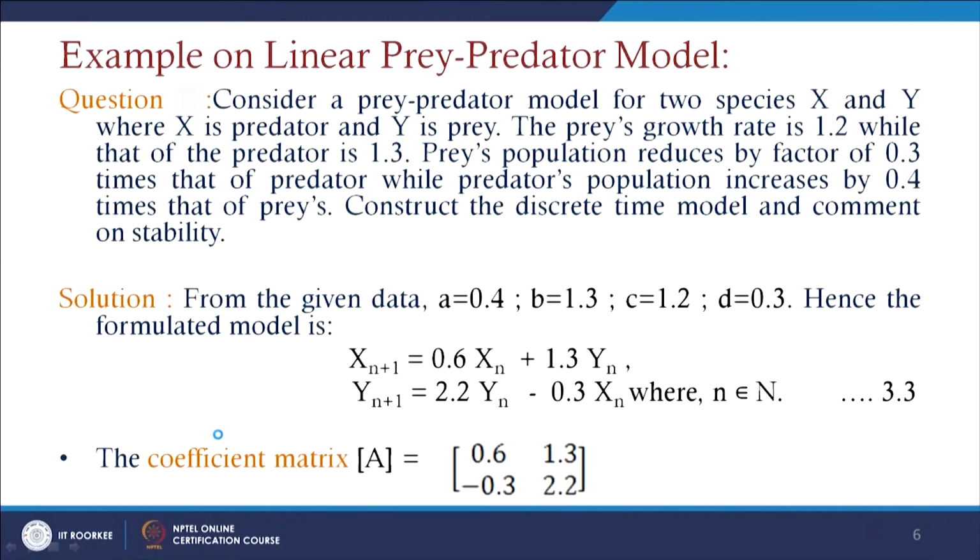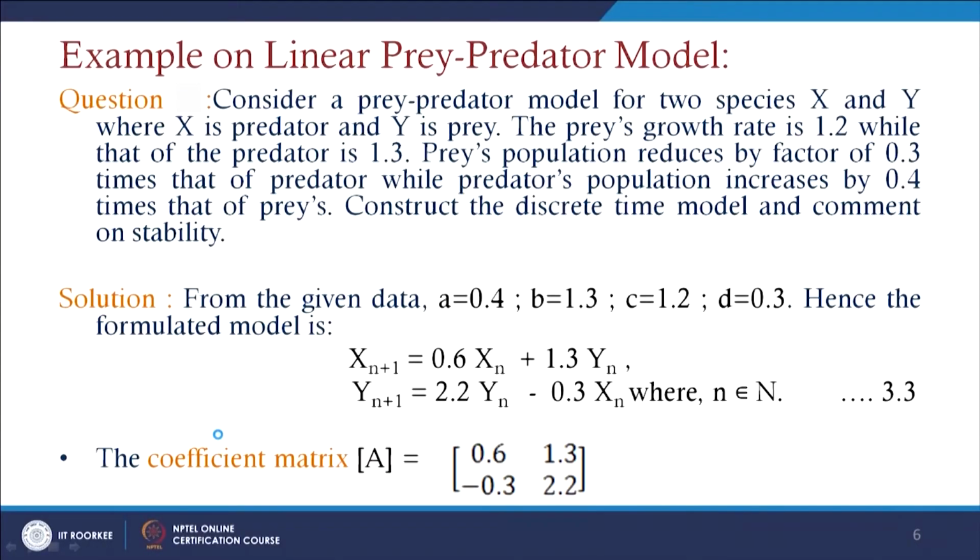Then if you consider all the coefficients in this problem, or relate that problem to this problem here, we can find that A is the quantity by which the predator population increases, 0.4 times that of the prey's, that is nothing but the quantity A. And if you consider here, the prey's growth rate is 1.2 while that of the predator is 1.3. This means that B is 1.3 and C is 1.2.